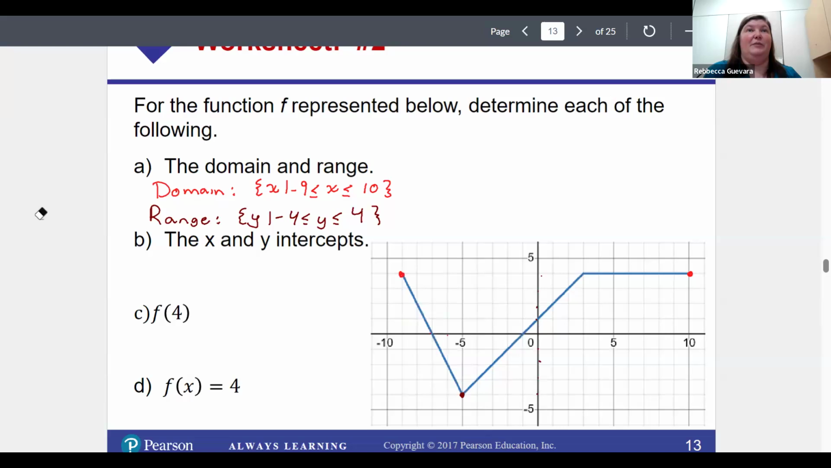All right, so intercepts. Because it's a function, we have only one y-intercept. It's because of the vertical line test: I can only have a vertical line come down and cross once. So what we see is that my y-intercept is going to be this point where x is 0 and y is 1.